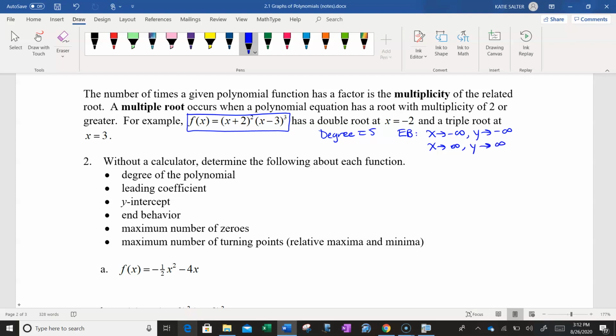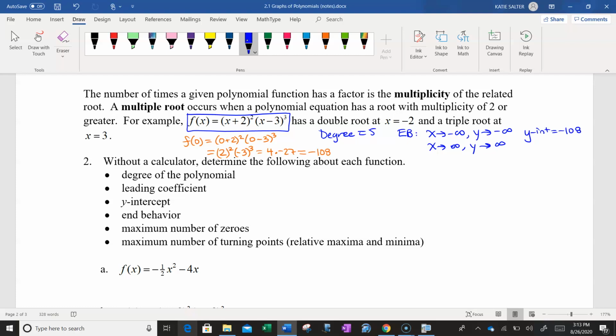All right, I also can figure out the y-intercept. Now in this case, it's not in standard form, but remember, if you wanted to find the y-intercept of a function, all you do is substitute 0 for x. So if I substitute 0, that's 0 plus 2 squared times 0 minus 3 cubed. Well, that's really just 2 squared times negative 3 cubed. So 2 squared gives us 4, negative 3 cubed gives us negative 27. 4 times negative 27 would be negative 108. So therefore, without doing any work, I know that the y-intercept is at negative 108.